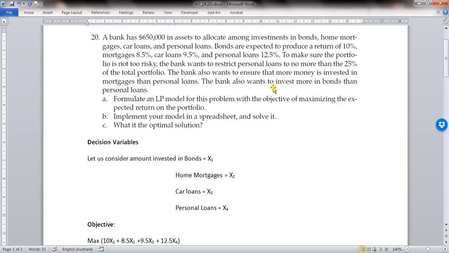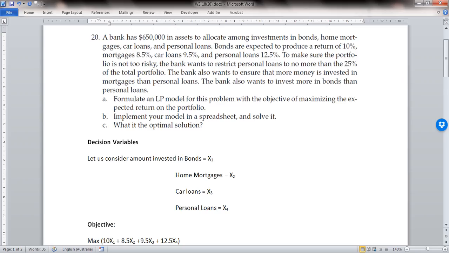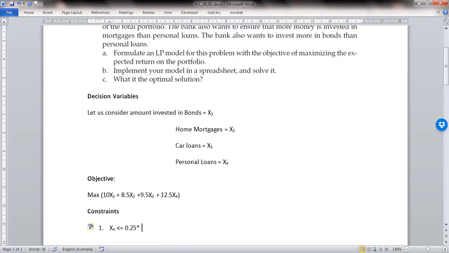What are the constraints? The first constraint is the risk constraint: personal loans no more than 25%. The personal loans amount is x4. So x4 should be less than or equal to 25% of 650,000.